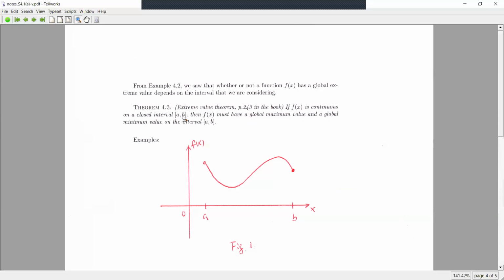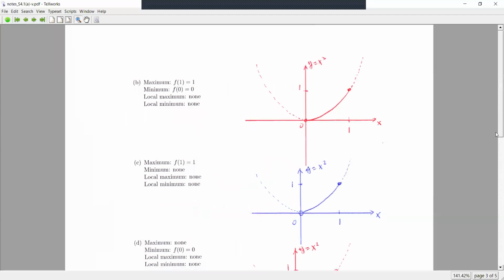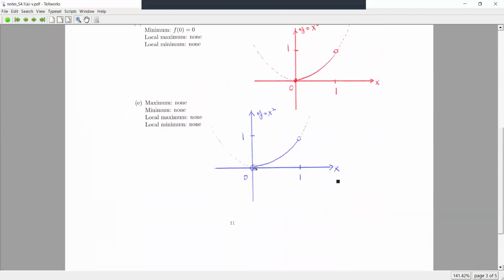If the interval is an open interval, there is also no guarantee. One example is here. Go back to example 2. Yes, this case. The interval 0 to 1 is an open interval. So no maximum, no minimum.